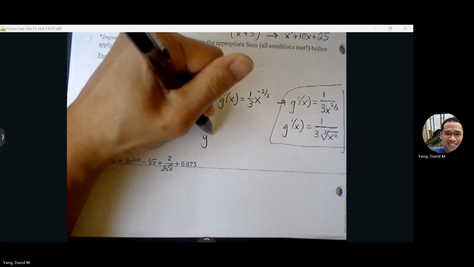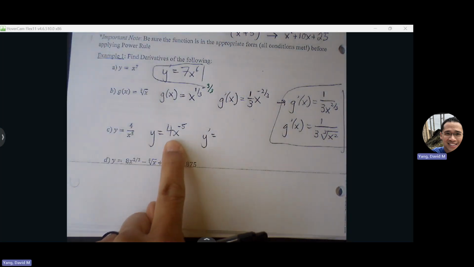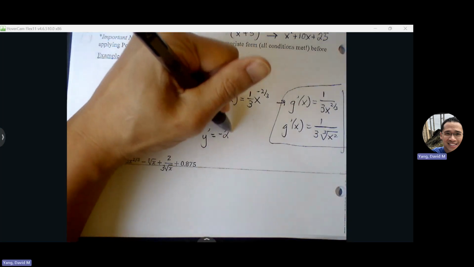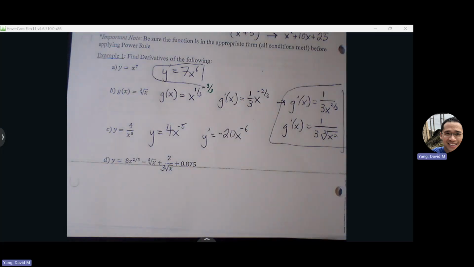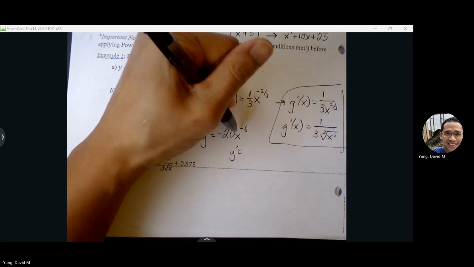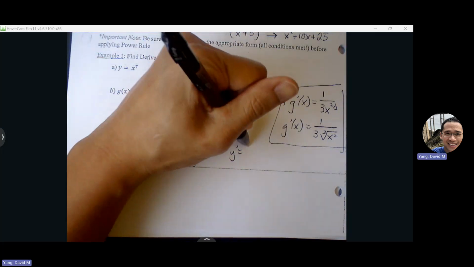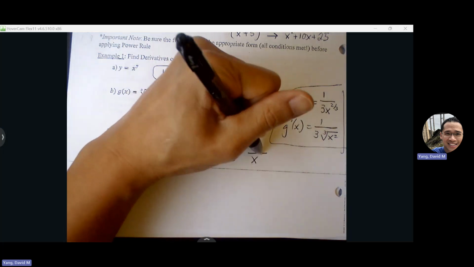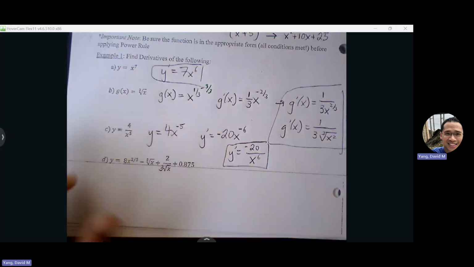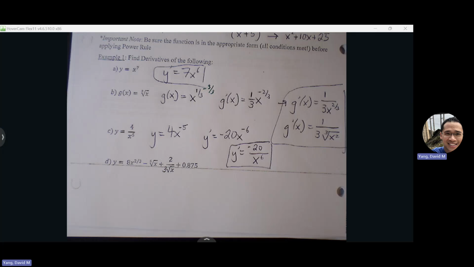So now y prime is equal to, now we bring the exponent down. So what does that look like to begin with? Negative 20 x to the negative 6. And now we have our derivative. The final cleanup process is to resolve any negative exponent. So the x will come back down to the denominator. The 20 doesn't get impacted, so the negative 20 stays up top. So I'm going to rewrite my derivative as negative 20 over x to the sixth.